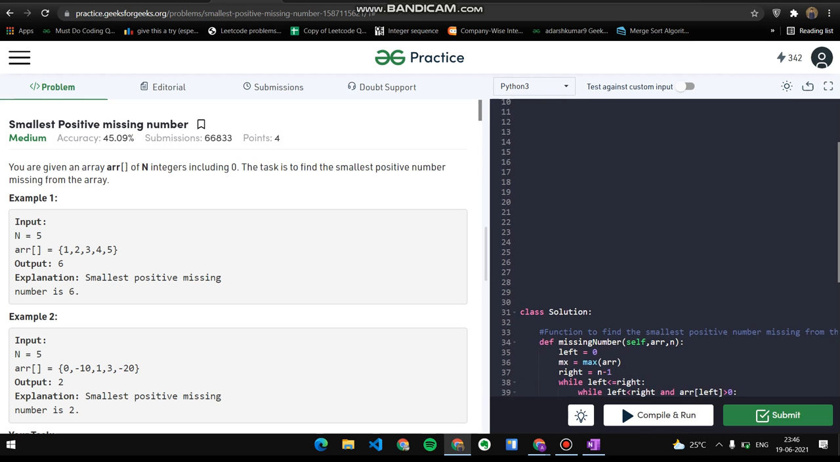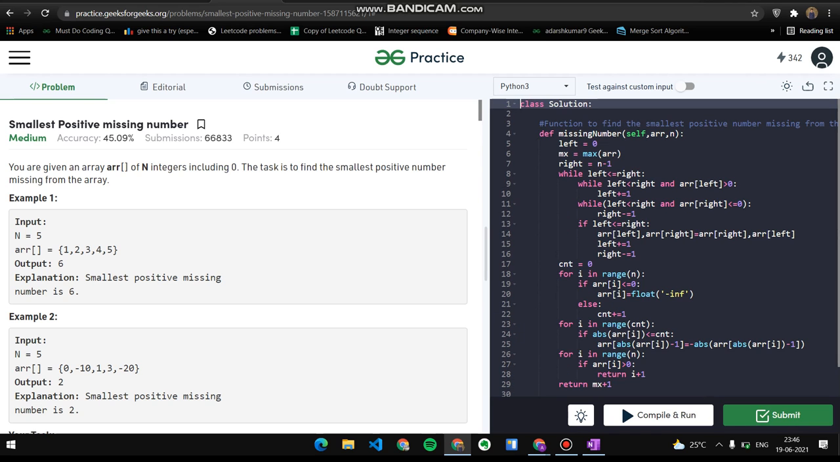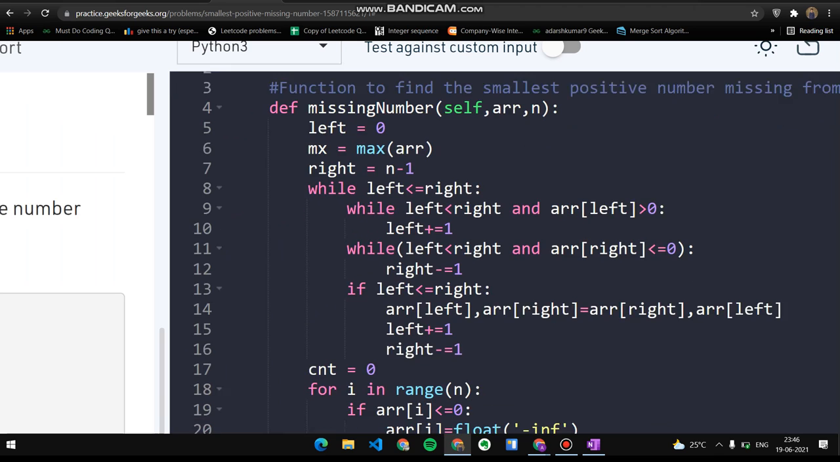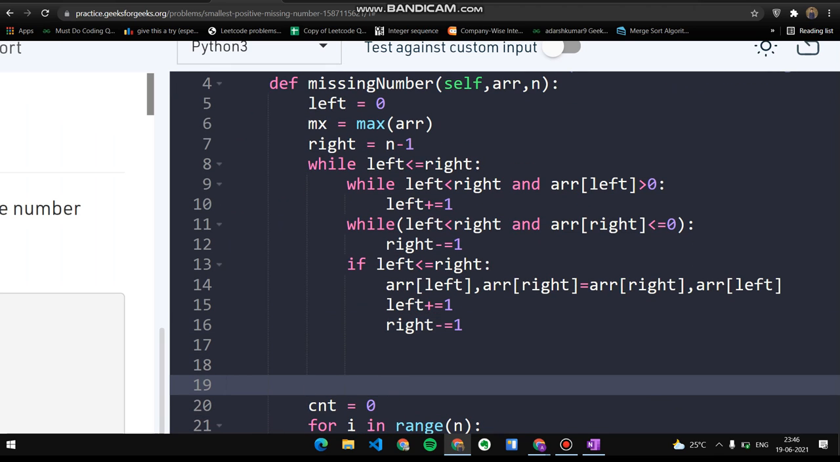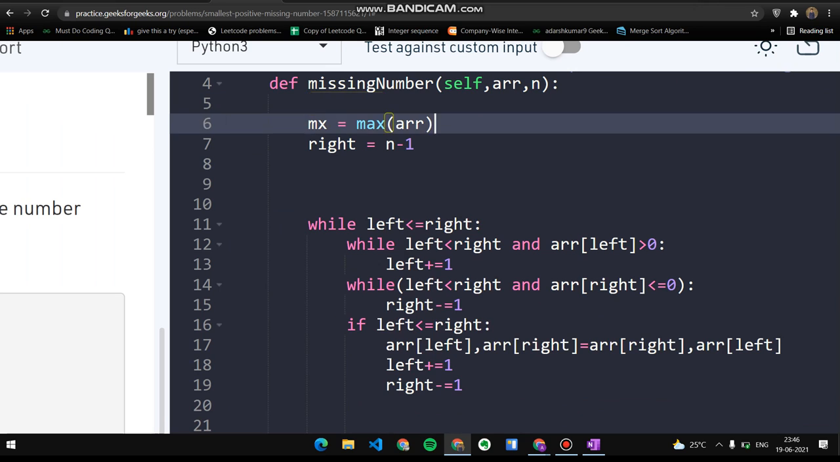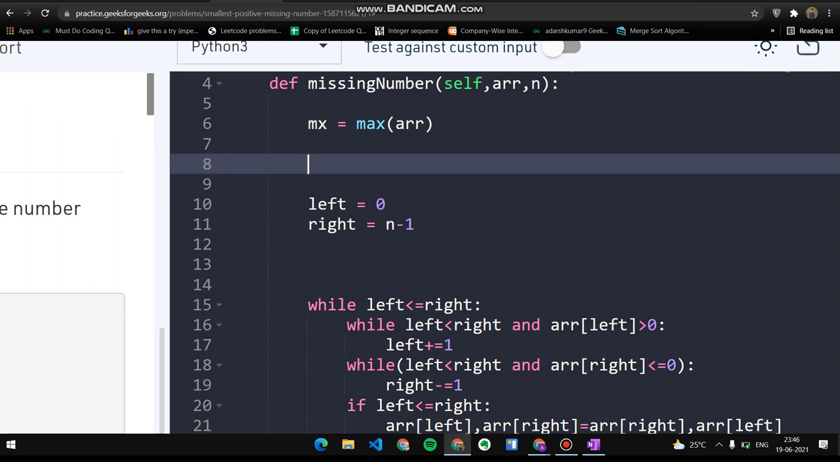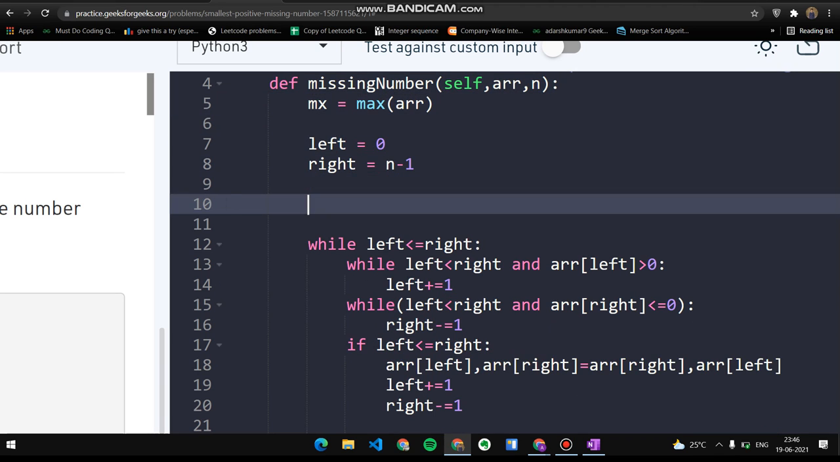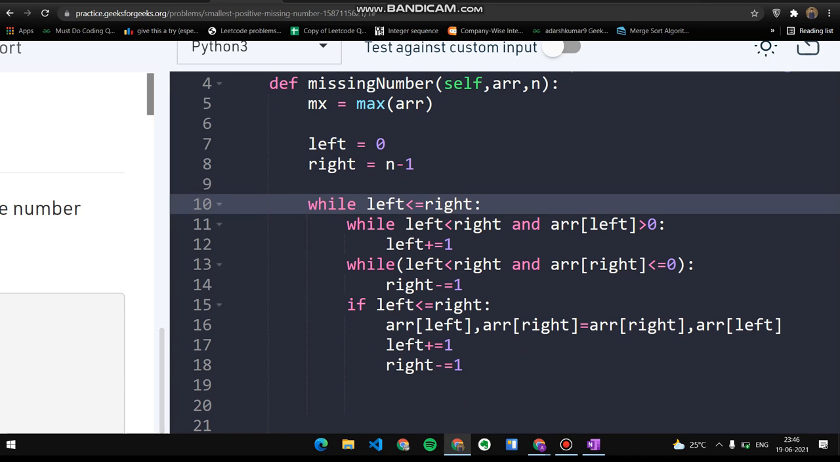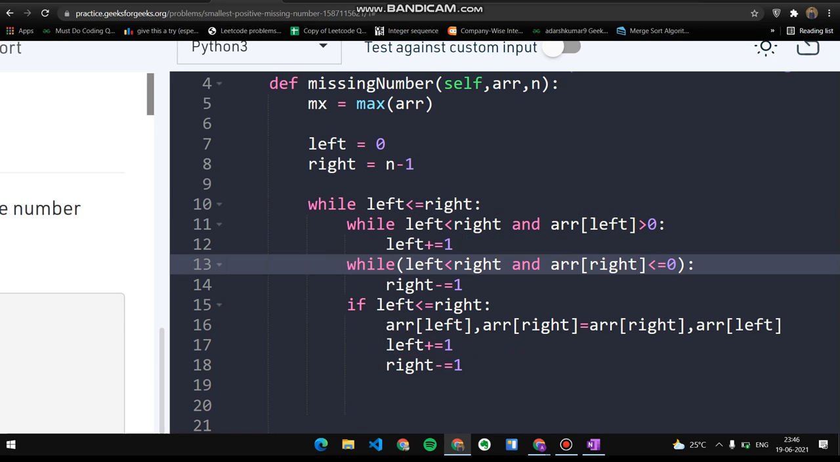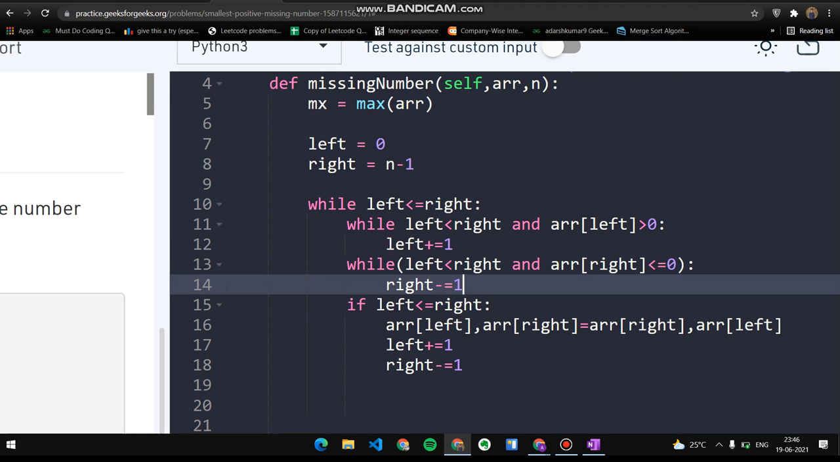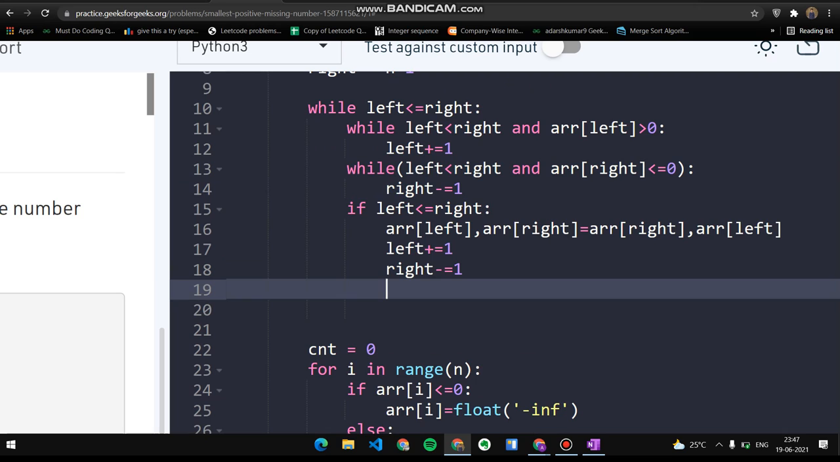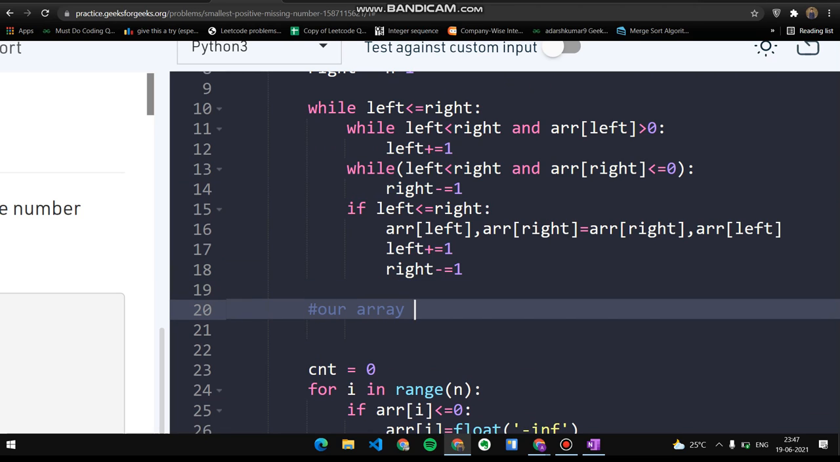So coming to the code part, this is the code. The first part here is segregating the positive and the negative integers. First we have 2 pointers, left and right. This max of the array will be useful, you will see in the solution. These are the 2 pointers, and while left is less than or equal to right, we will get the first number which is less than or equal to 0, and the rightmost number which is greater than 0, and we will swap those. So after this, our array is segregated.